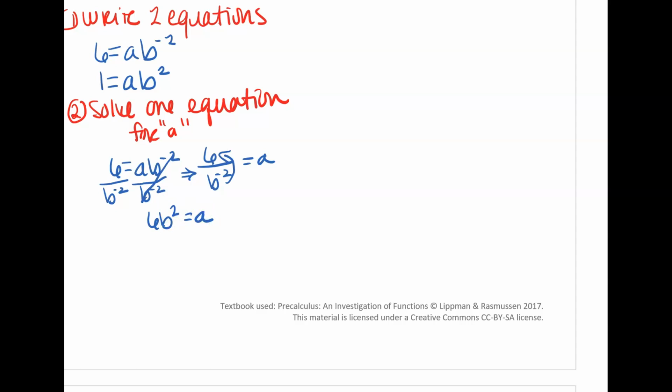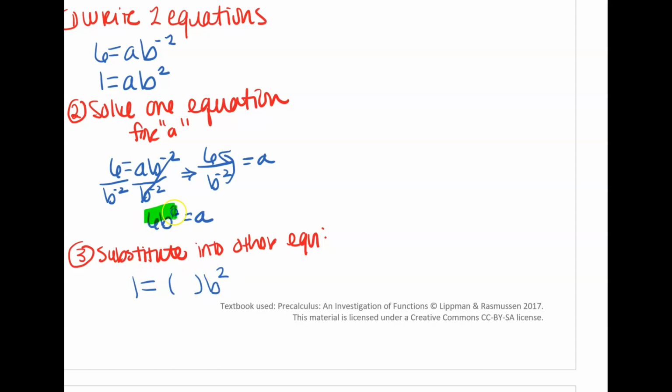After you get one of your equations solved for a letter, step 3, you want to substitute into the other equation. So I'm going to substitute into the other equation. I'm going to take 1 equal to something b squared, and that something I'm going to plug in is this piece right here. I'm plugging that in for that A that we had. And so I'm going to say 6b squared. So it gives me 1 equal to 6b to the 4th.